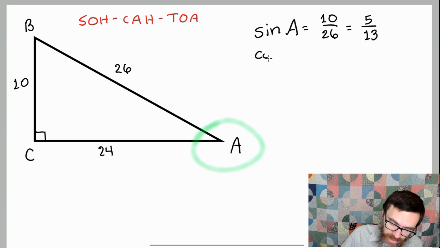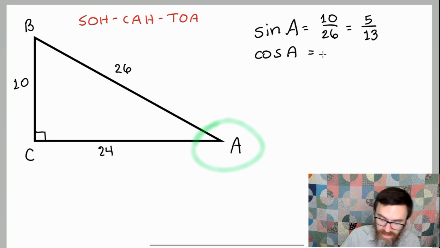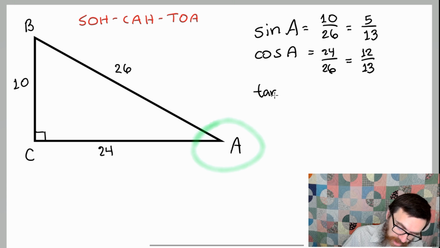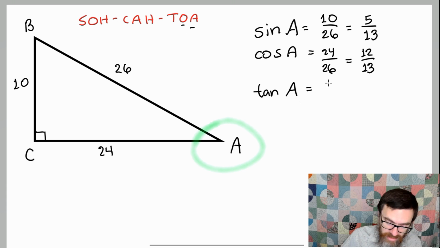If I want to look at the cosine of A, well, cosine of A is going to be adjacent 24 over the hypotenuse 26, and we have 12 over 13. And if we were to look at the tangent of A, that's opposite over adjacent. So the opposite is 10, the adjacent is 24, and this ratio reduces to 5 over 12.